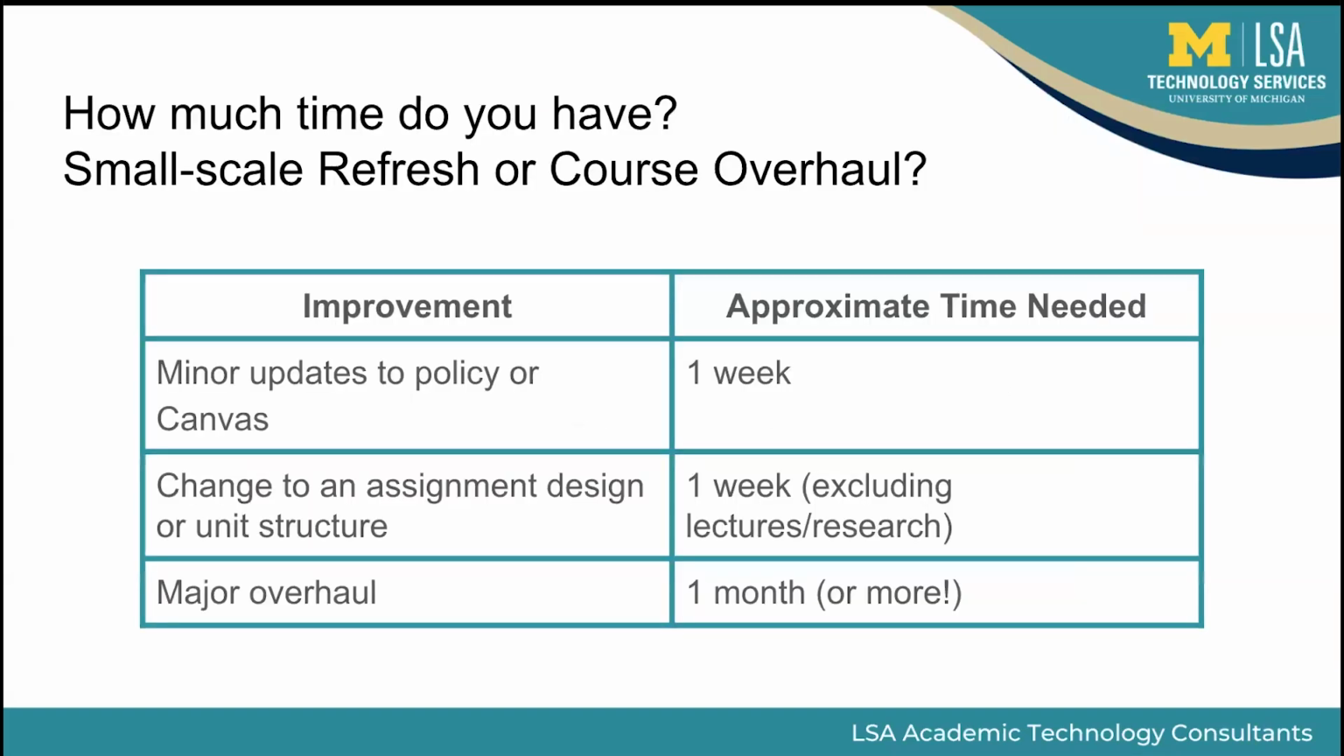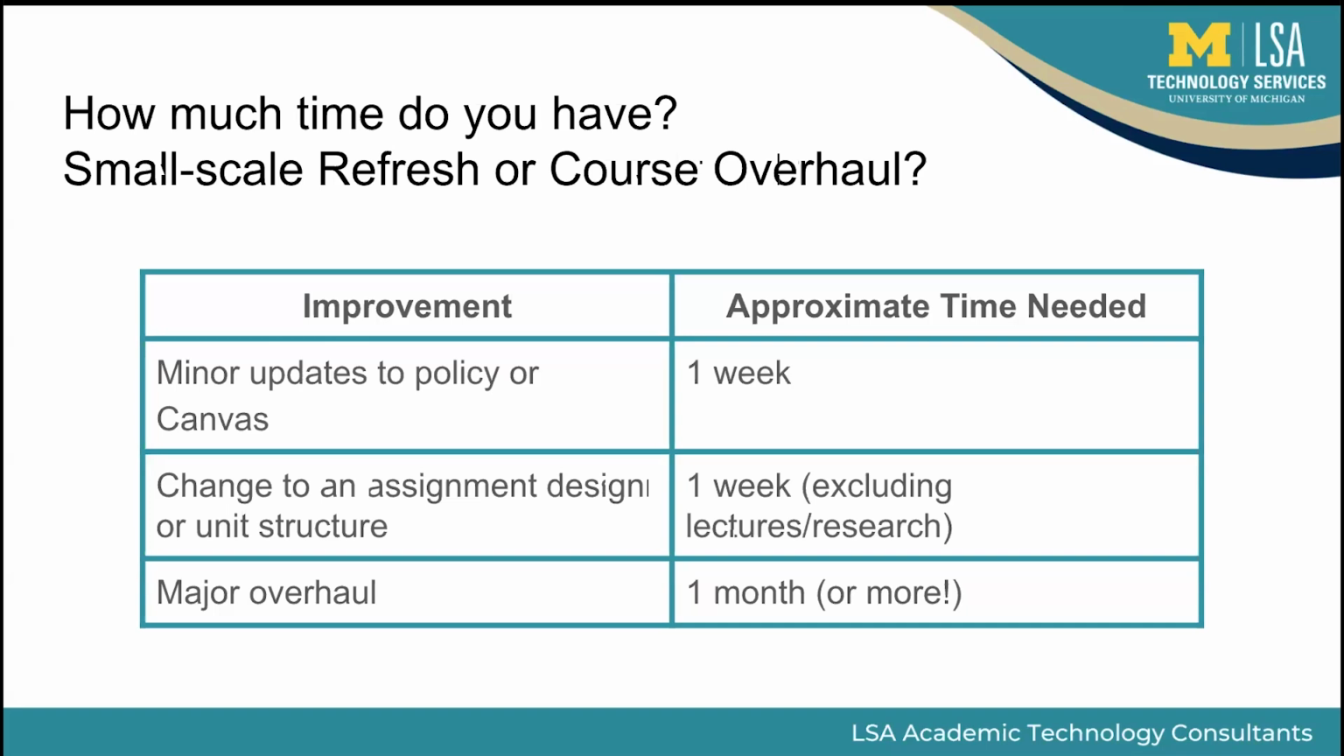We're going to see a chart here that maybe will help you figure out what you are able to do. So how much time do you have ultimately? How many of these decisions do we make based on what are my resources and particularly time, right? Time resources. So if you have a week, let's say, you could make minor updates to policy. You could make some changes to Canvas. You might be able to make some tweaks to an assignment or unit structure. Maybe not a total revamp, but you could definitely make some changes.